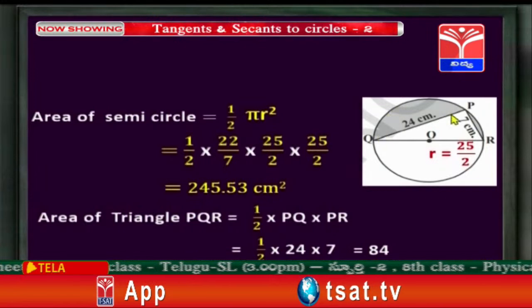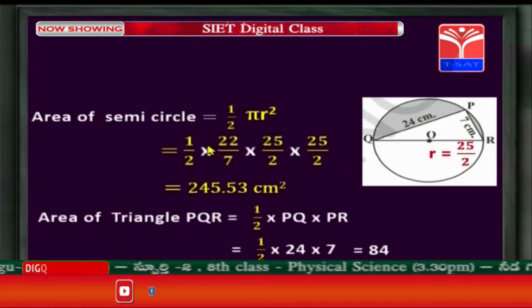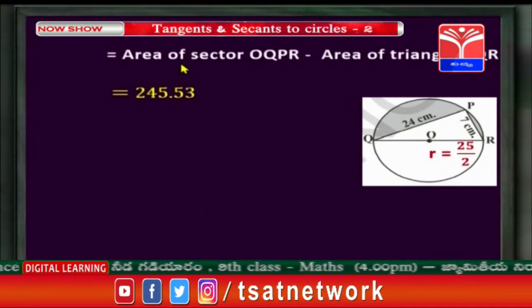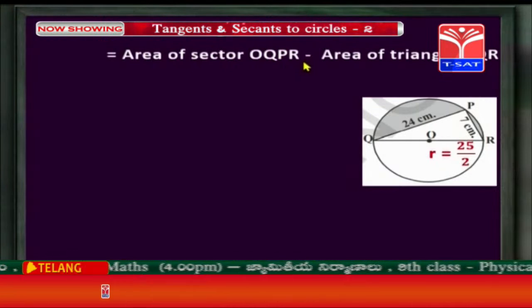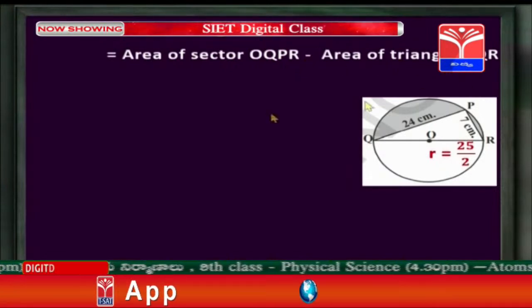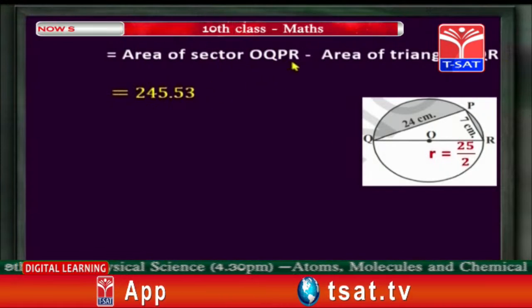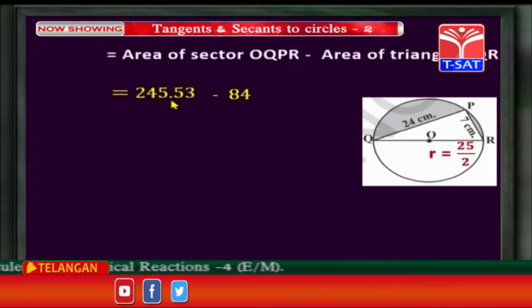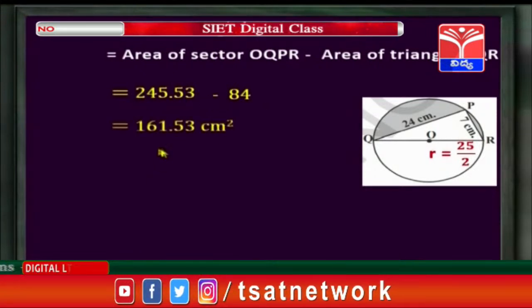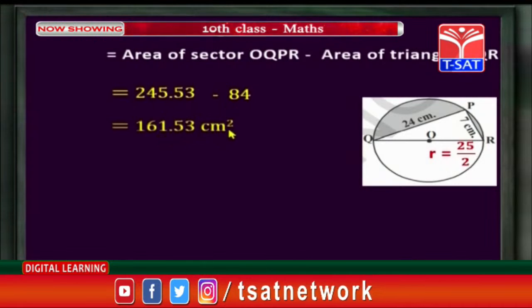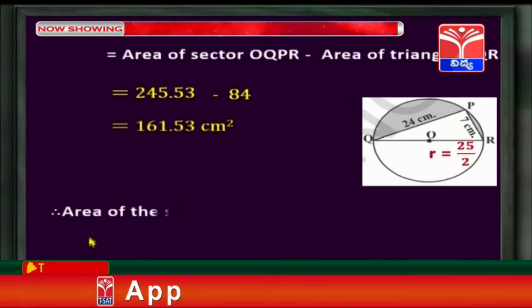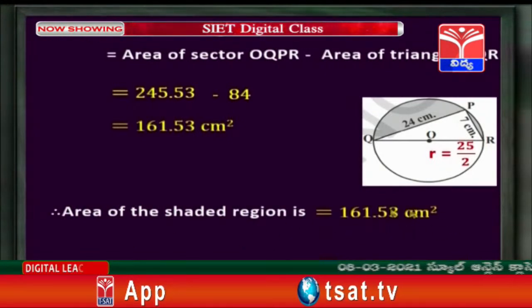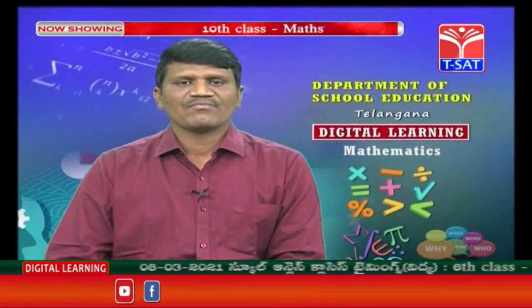Now, how to find the area of the minor segment? Area of minor segment is equal to area of sector OQPR minus area of triangle PQR. So, we got the area of sector OQPR as 245.53 and the area of the triangle as 84. If you subtract 245.53 minus 84, you will get 161.53 centimeter square. So, therefore, the area of the shaded region is 161.53 centimeter square.